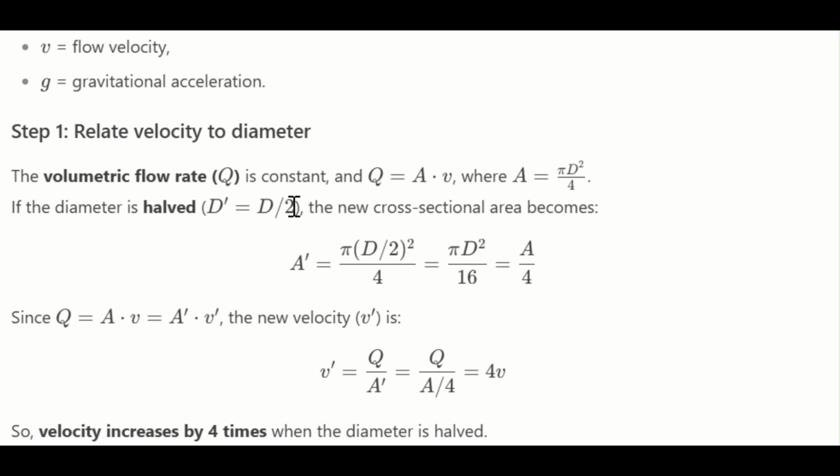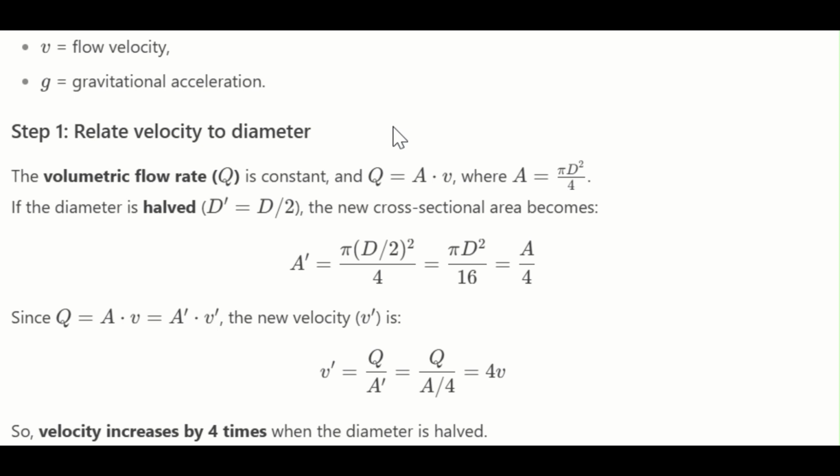Also the diameter is halved. So this is the initial equation. Since it is a circular cross section, you can use the area of a circular cross section, that is pi d square by 4. So the diameter is half, and the new area will be one-fourth, or it will decrease 4 times from the initial one. And our Darcy-Weisbach equation has a velocity term and an area term.